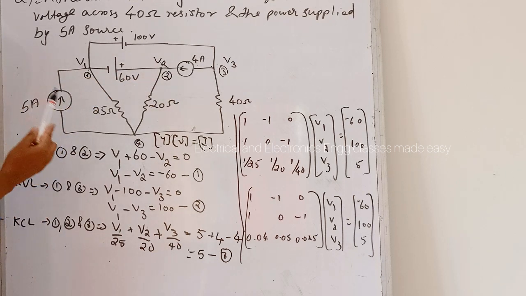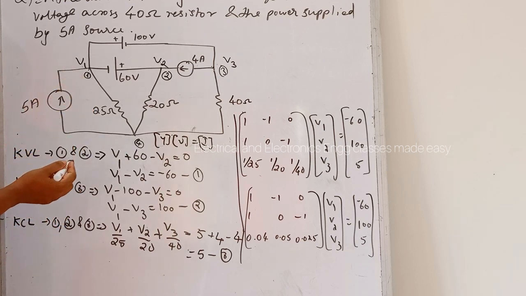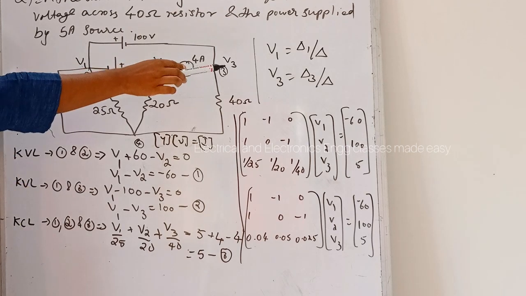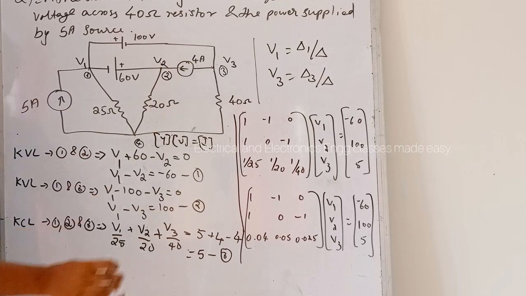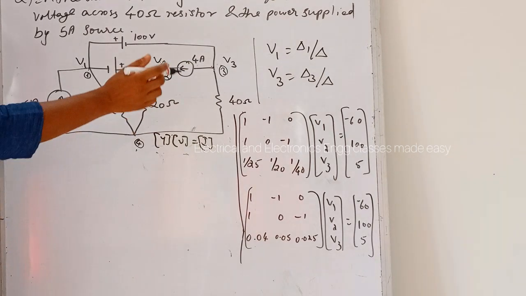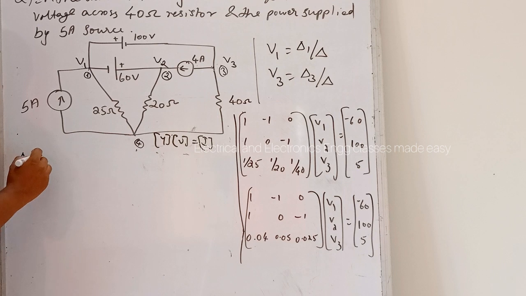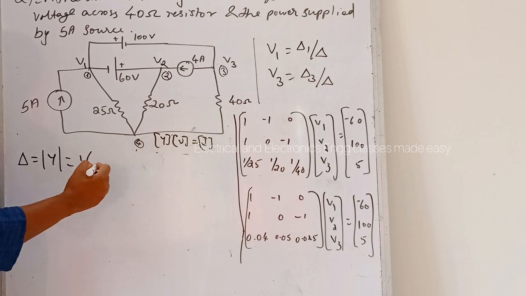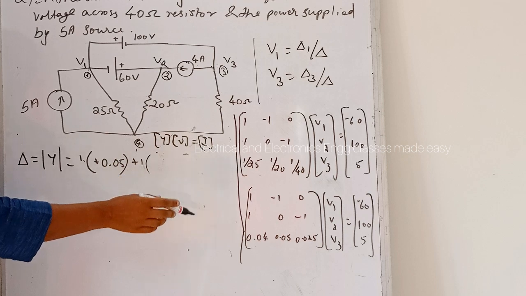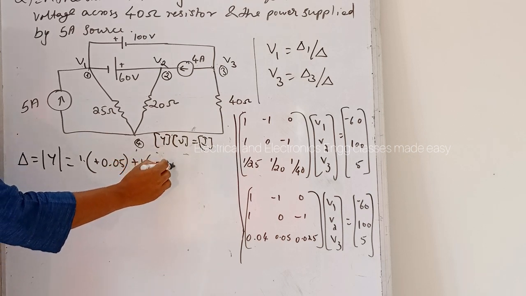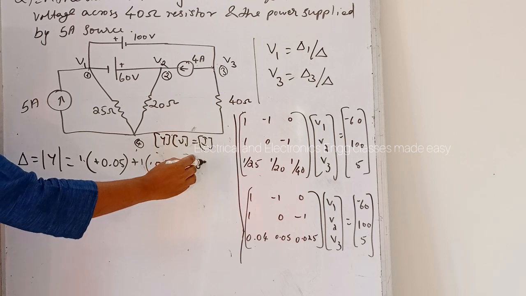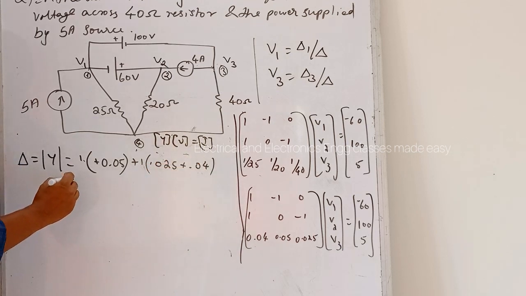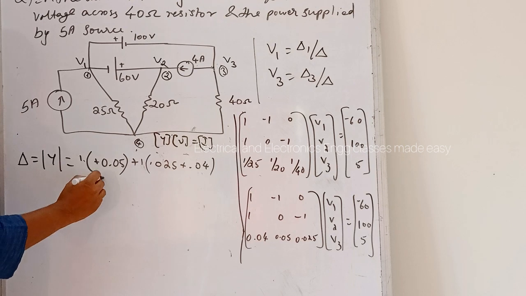So V1 is equal to delta 1 divided by delta, and V3 is delta 3 divided by delta. First of all find delta, that is the determinant of the Y matrix, that is 1 into 0 plus 0.05, then minus of minus, plus 1 into 0.025 plus 0.04, and that is equal to 0.115.